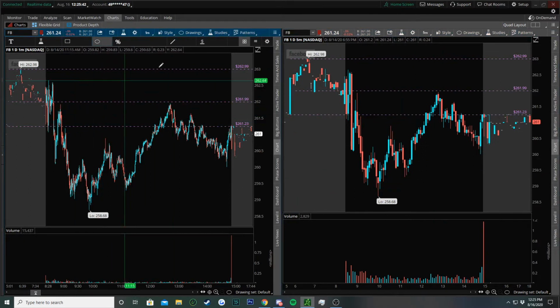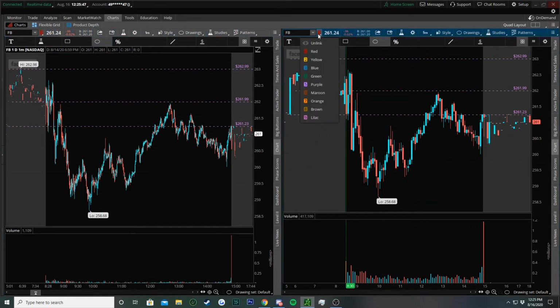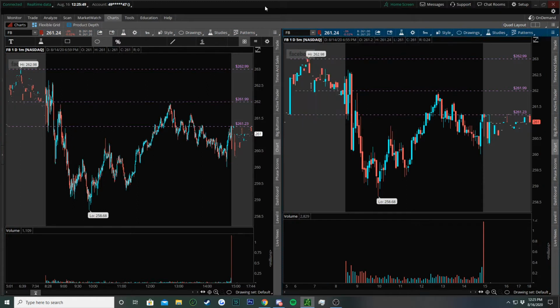So right here on the left, I have Facebook on the 1 minute, and on the right, I have Facebook on the 5 minute. Nothing different. I have them linked by clicking the link and having them read, so anything I do here will be done here. So let's check out entry. I want to talk about entry first.